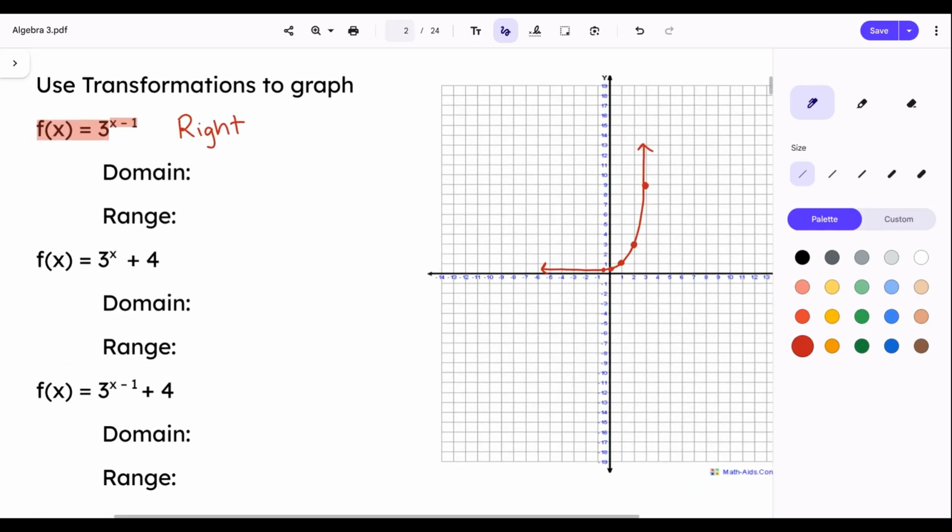So it still does not have any impact on my x values. My x's are still going to be negative infinity to positive infinity, so that's still my domain. But my range values are going to start to increase, okay? But they're still not going to ever be 0 for my y's. So my range is still going to be (0, positive infinity).